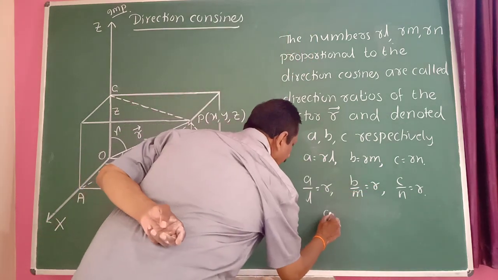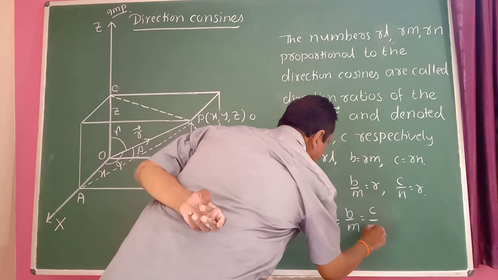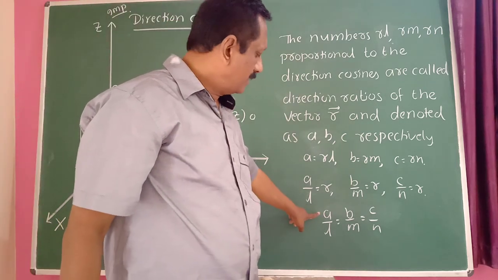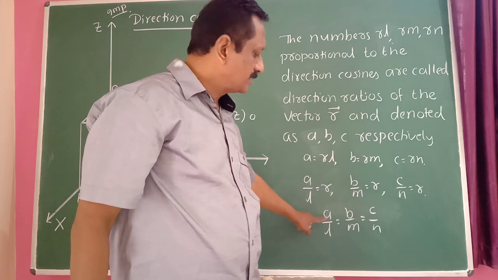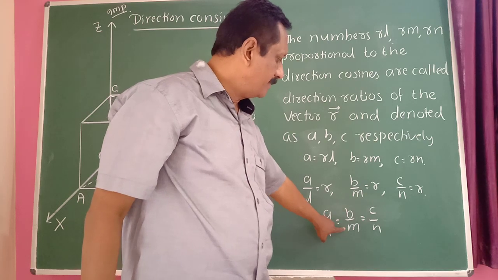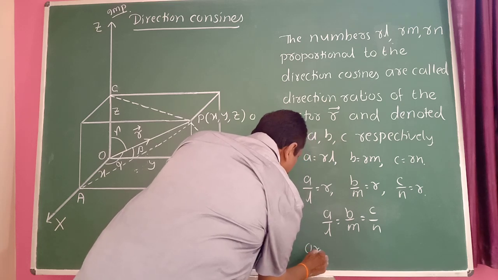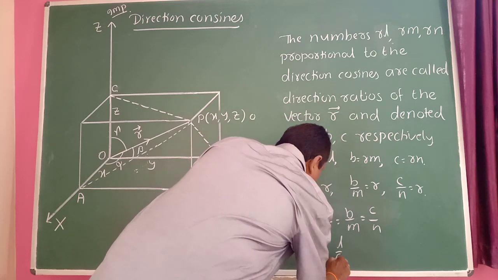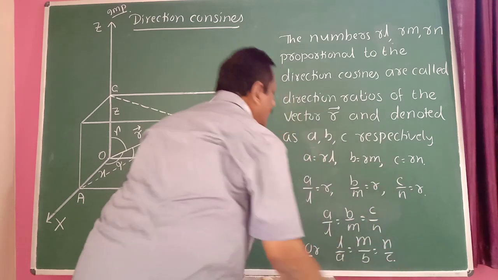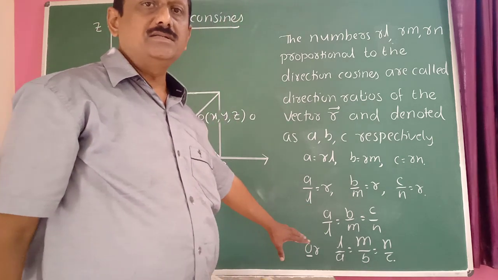Hence you can write here a divided by l is equal to b upon m is equal to c divided by n here. Hence a, b, c are called direction ratios here. Then these direction ratios and direction cosines are proportional to each other. That is a upon l is equal to b upon m is equal to c upon n here. And you can take it like this also, l upon a is equal to m upon b is equal to n divided by c also. Here direction ratios and direction cosines are proportional to each other.